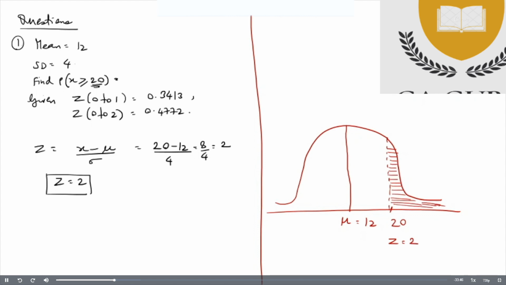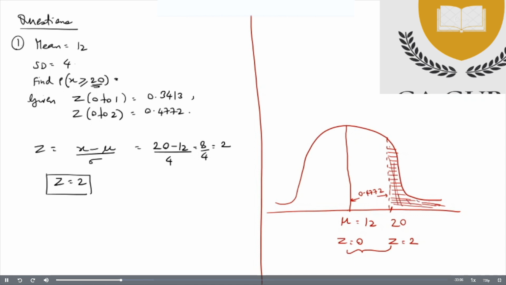At the midpoint, z is equal to 0. Z is equal to 0 when the midpoint is given, and here at 20, z is equal to 2. Between this and this, we are given the value for 0 to 2, which is 0.4772. So this 0 to 2 value is 0.4772. But this is not the value which we need. We need to find out this value.